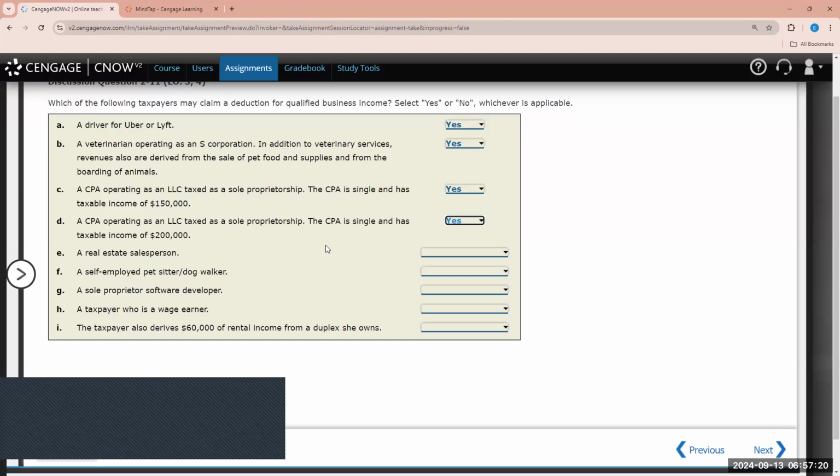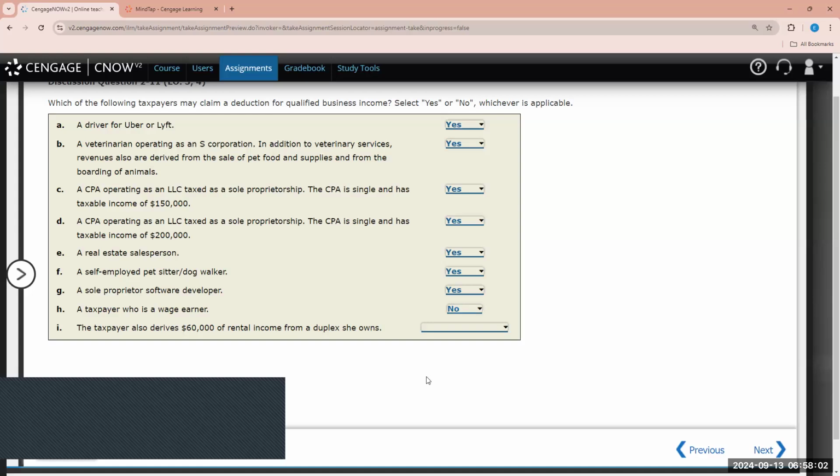Next, we have a real estate salesperson. The answer is yes. A real estate salesperson is not an employee. Next, we have a self-employed pet sitter, dog walker. If the individual is self-employed rather than an employee, the answer is yes. Next, we have a sole proprietor software developer. Yes, the software developer that operates his or her own business is considered eligible. Next, we have a taxpayer who is a wage earner. No, unfortunately, any income earned as an employee is not eligible for the QBI deduction.